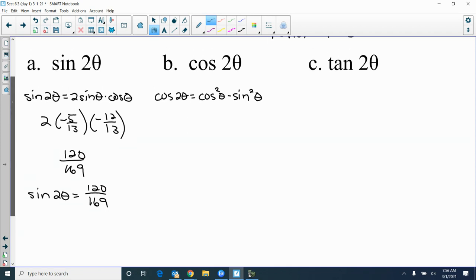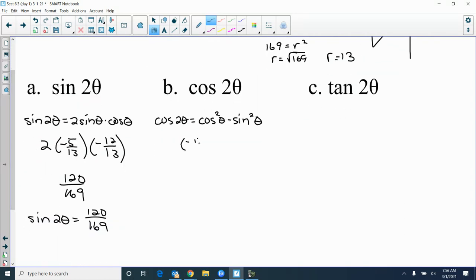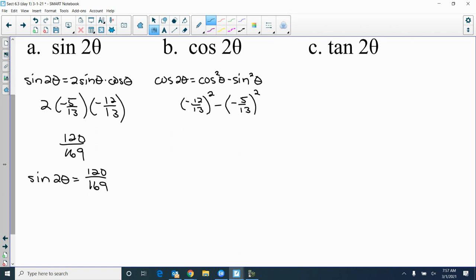All right, what was cosine? Cosine was negative 12 over 13. Now you got to watch, that's being squared. Minus negative 5 over 13. It's being squared. Negative 12 over 13 squared makes positive 144 over 169. Minus the negative 5 squared. Okay, you can't take that negative times a negative because you got to square it first. Okay, you got to make sure you do that. So that minus will stay. It becomes 25 over 169.